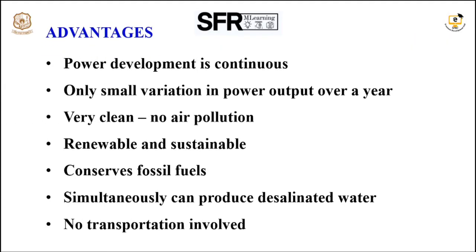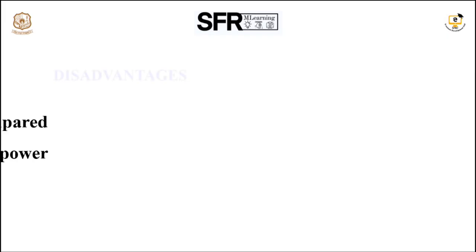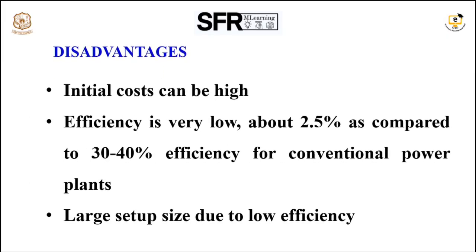And we can see some of the advantages of OTEC. The power development is continuous, it is very clean, and no air pollution is caused. It is very suitable for renewable and sustainable energy. It also conserves fossil fuels, it doesn't need any transportation, and simultaneously we can produce desalinated water for many other purposes. And it also has some disadvantages.